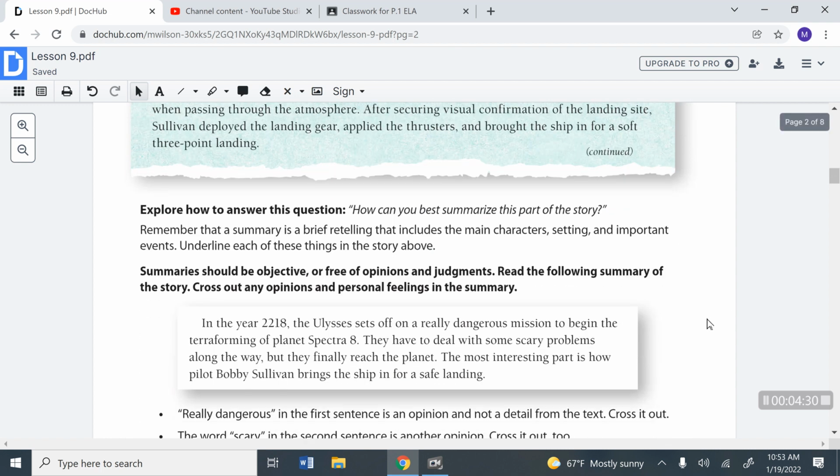So it says explore how to answer this question. How can you best summarize this part of the story? Remember that a summary is a brief retelling that includes the main characters, setting, and important events. Underline each of these things in the story above.